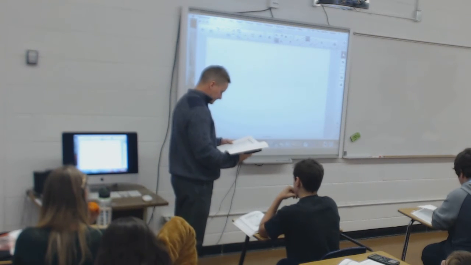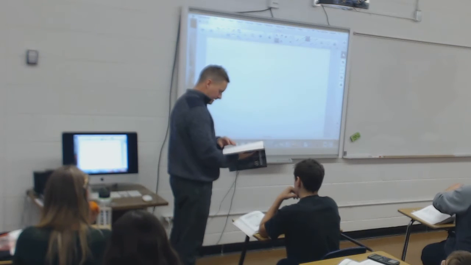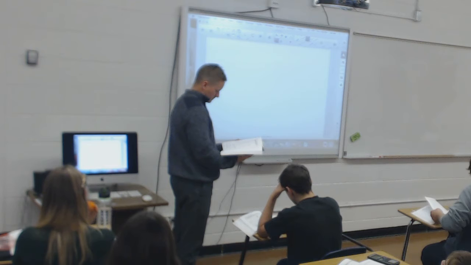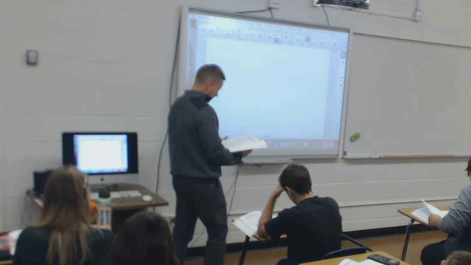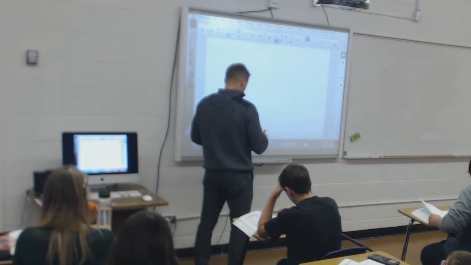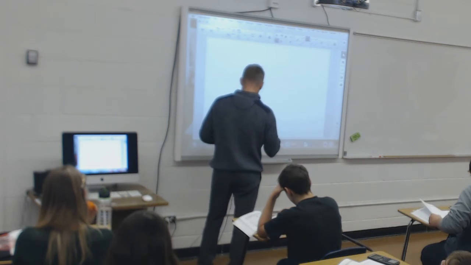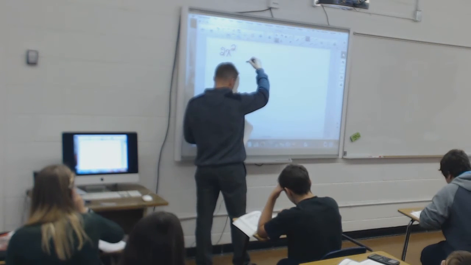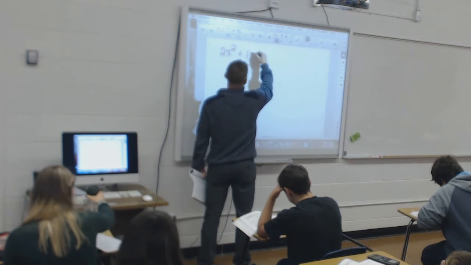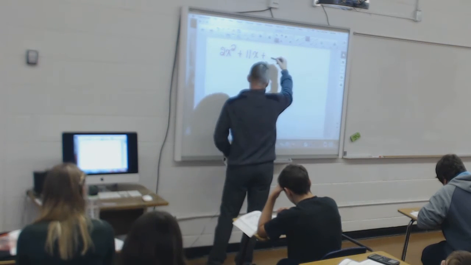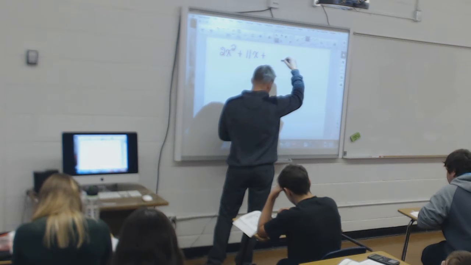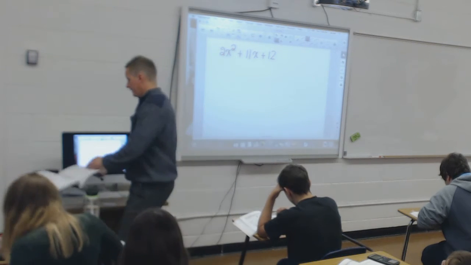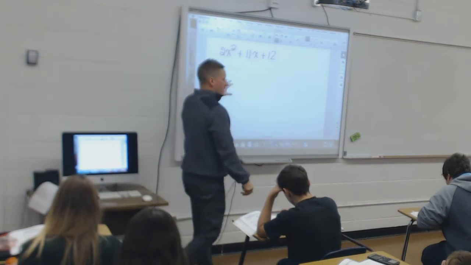Now, it gets a little more complicated when I have a value in front and I can't take the greatest common factor out. So I'm going to show you that today. Do I have to do that today? No. Yes, I do. Okay, so 2x squared plus 11x plus 12.